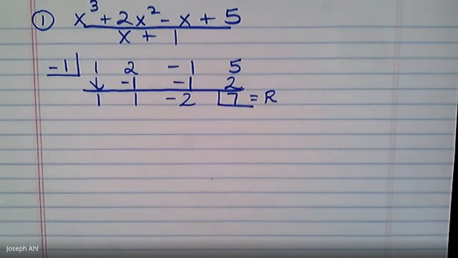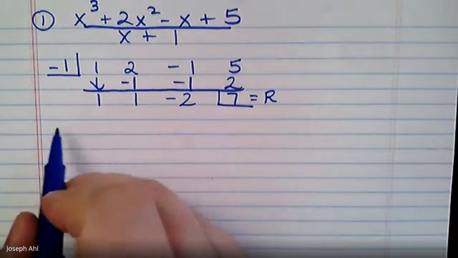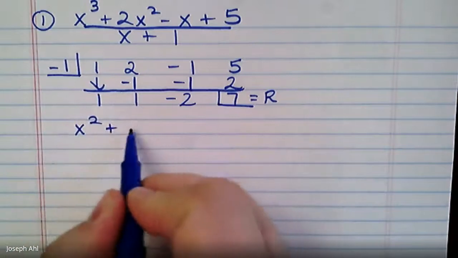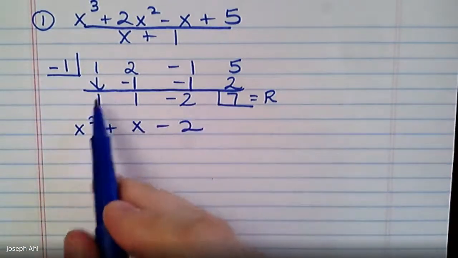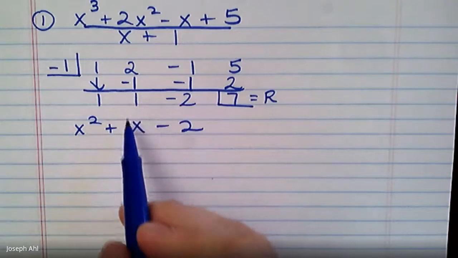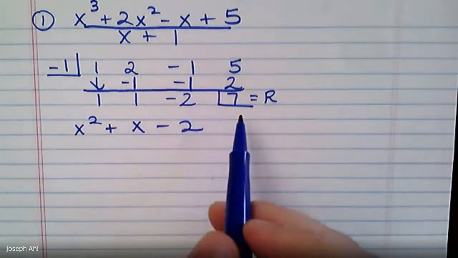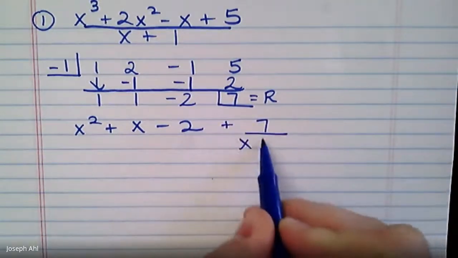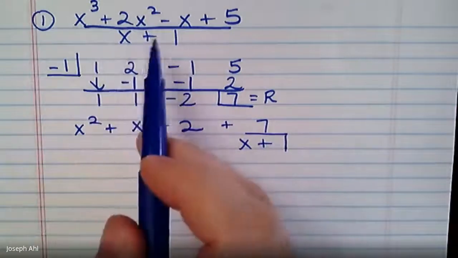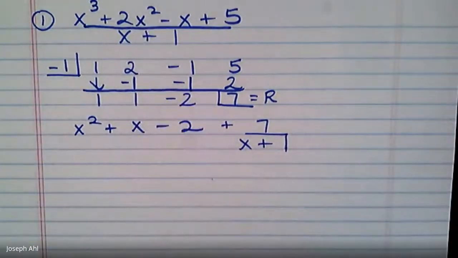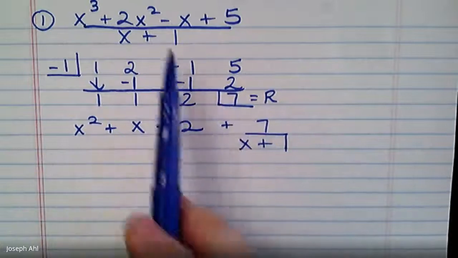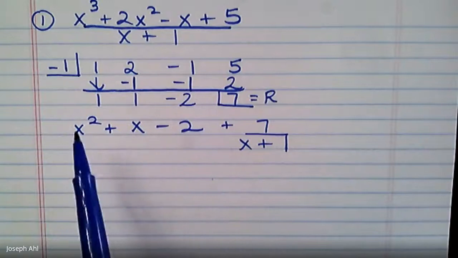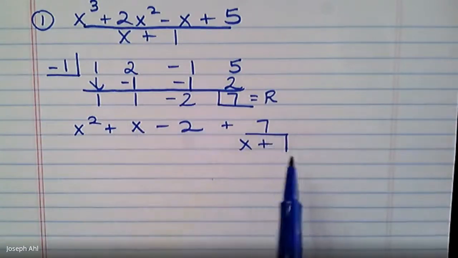So there's a couple things that we can do in the end. We can write this as a quotient plus the remainder. So the quotient is x squared plus x minus 2, right? That's 1 as the coefficient of x squared, 1 as the coefficient of x, and minus 2. But since we did not get a remainder of 0, that remainder of 7 would have to get divided by x plus 1, what we were dividing into the cubic to start. So this expression right here is equivalent to what we have written up here in number 1. If you do the division, we get x squared plus x minus 2, plus the remainder of 7 over x plus 1.